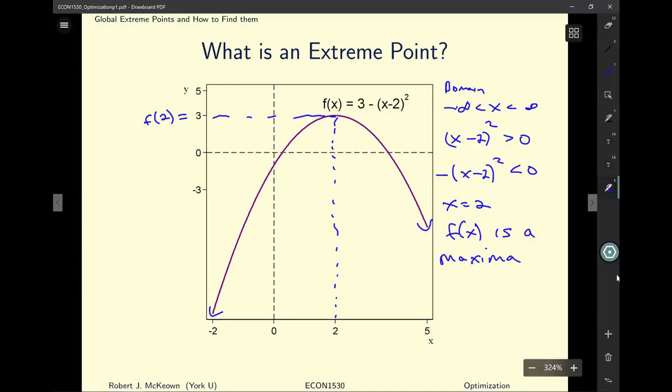And we have f of 2 is equal to 3. So it can't be any larger than 3.